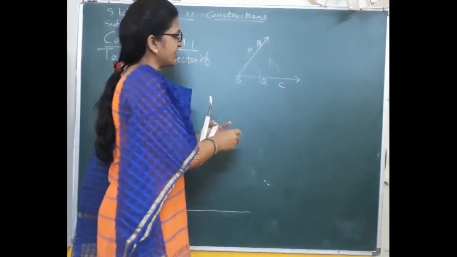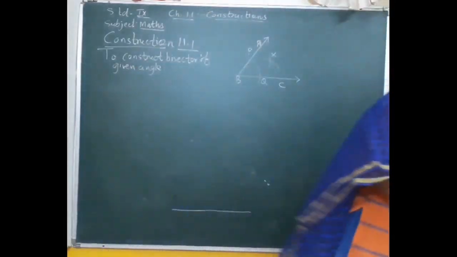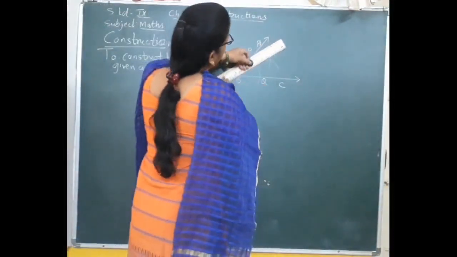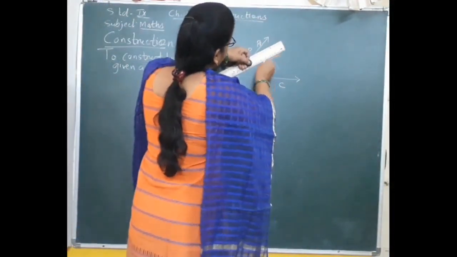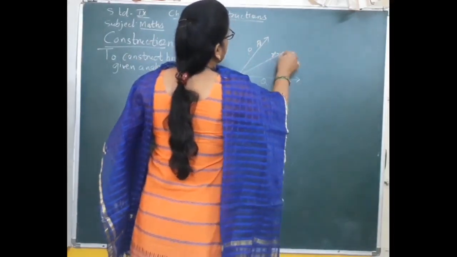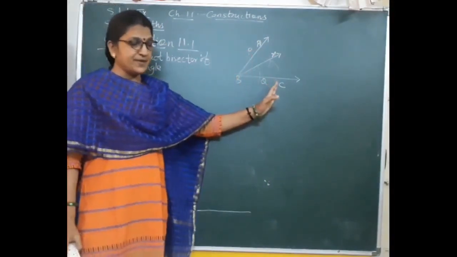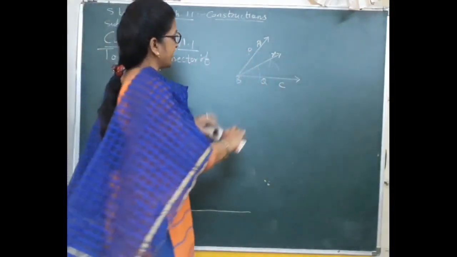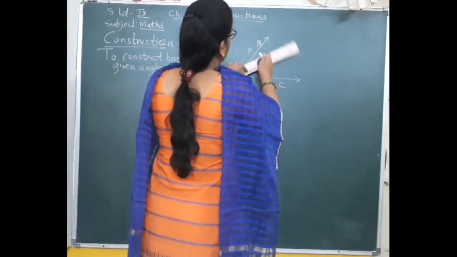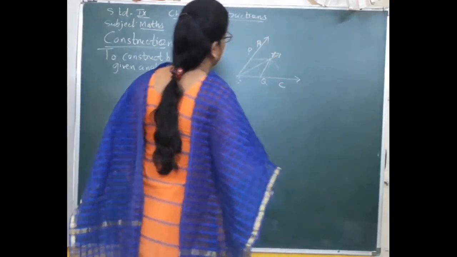Now the point of intersection of these two arcs is X. Join BX. Now this ray BX is the bisector of angle ABC. Now we have to justify. For justification, let us draw PX and XQ, line segments PX and XQ.